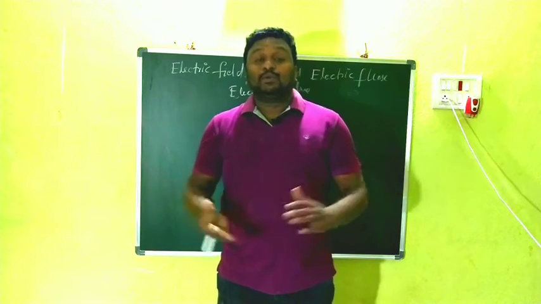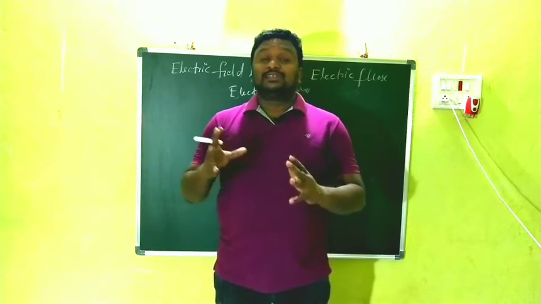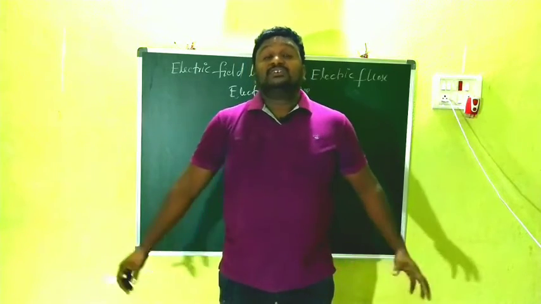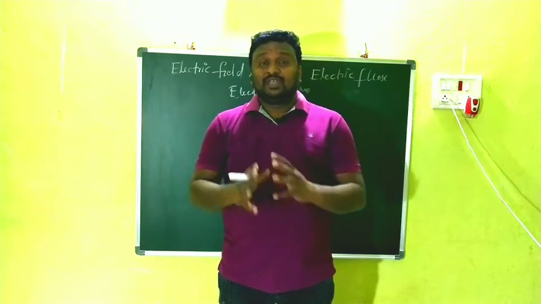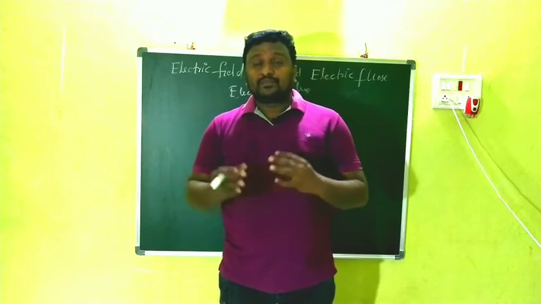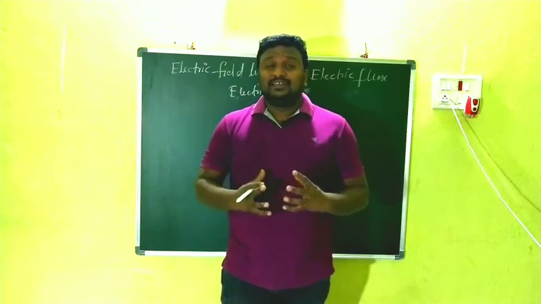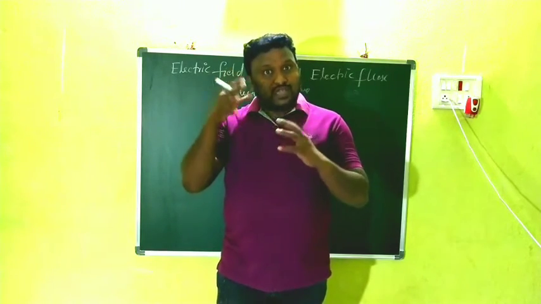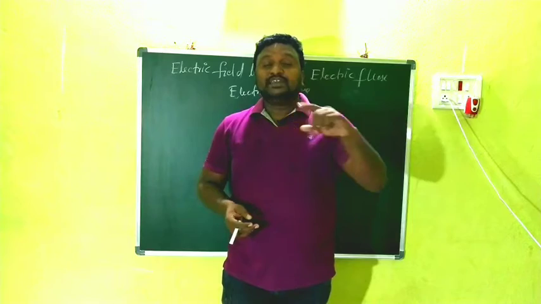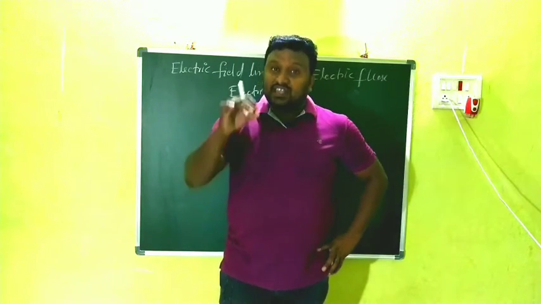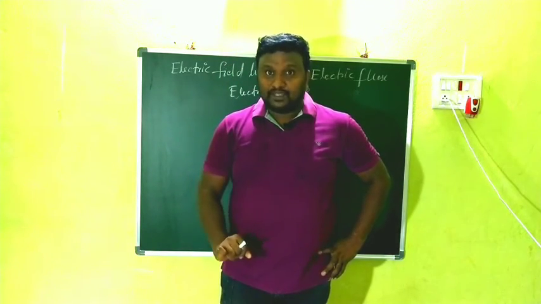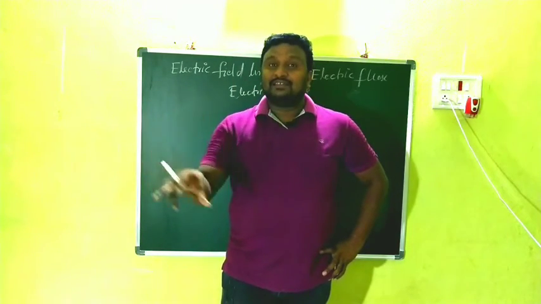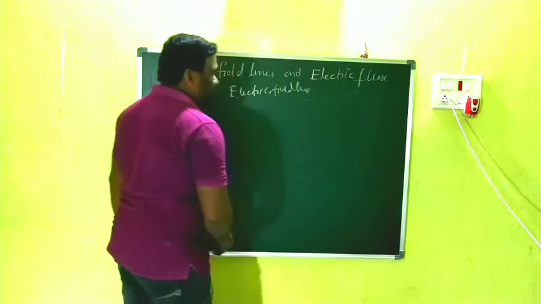Okay children, now I am going to the topic. What is meant by an electric field line? That is the question here. I already explained what an electric field is. Electric field is nothing but the space around a charge in which it has its influence. So an electric field line means that in that electric field we are drawing some line. That line is what we have to discuss.